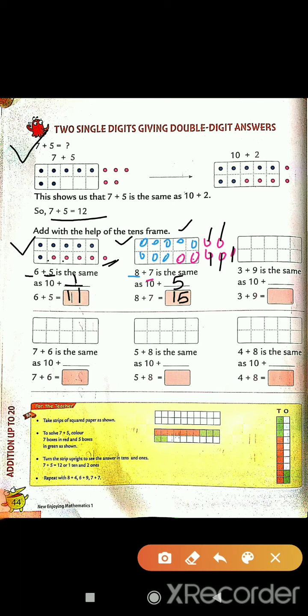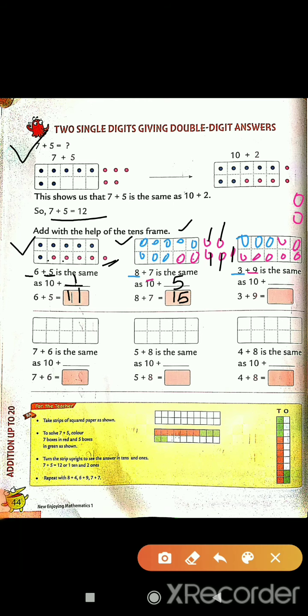Next, 3 plus 9 is the same as 10 plus dash. Students, so how many blue colored balls are there? 3. So take blue color in your hand, and 1, 2 and 3. Then how many pink balls are there? 9. So 1, 2, 3, 4, 5, 6, 7 and 2 will be outside the box. 8 and 9. Got it, students?